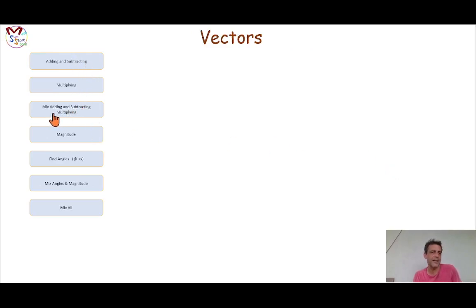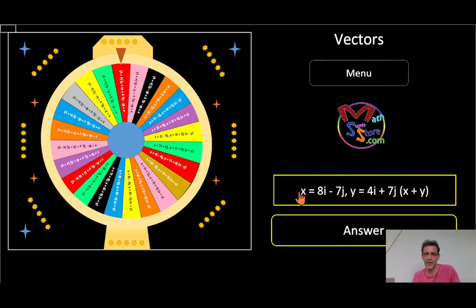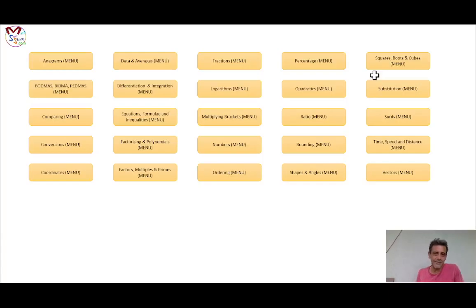Then we can go to the menu, and the last one is vectors. Here we've got adding, subtracting, multiplying, and mixing adding, subtracting, multiplying. We've got magnitude of vectors, finding the angles between vectors, mixing angles and magnitude, or mixing them all. If we were going to do some adding and subtracting, we've got i and j as the vectors, and x equals 8i plus 7j, y equals 4i plus 7j. So add vectors x and y. We've got 12i and just 12i, because the j's eliminate. And that was it. So that's the menus.